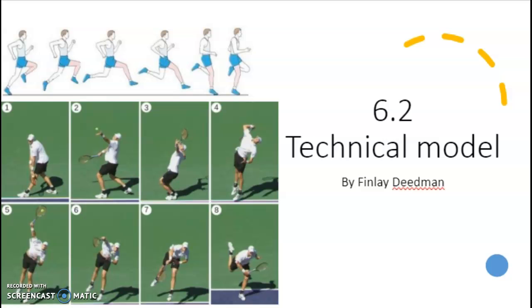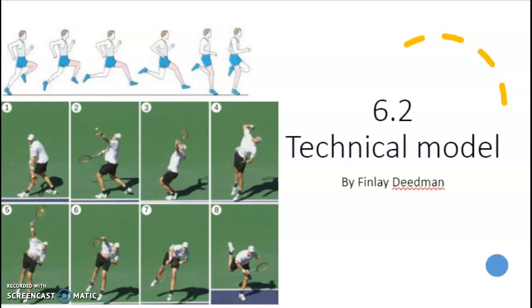An example of this would be in the tennis image presented on the slide above. As we can clearly see, all the stages of the tennis serve are broken down to show all the factors of the technique to aid comprehension.